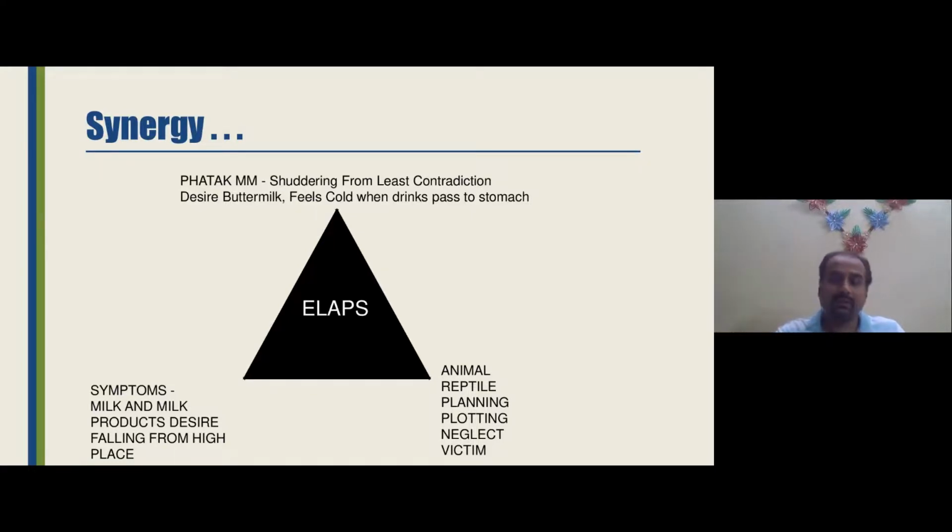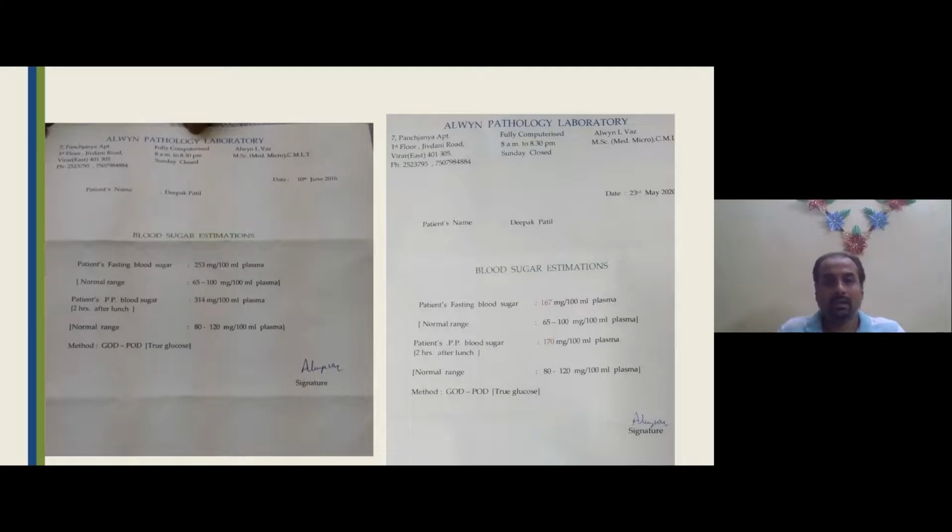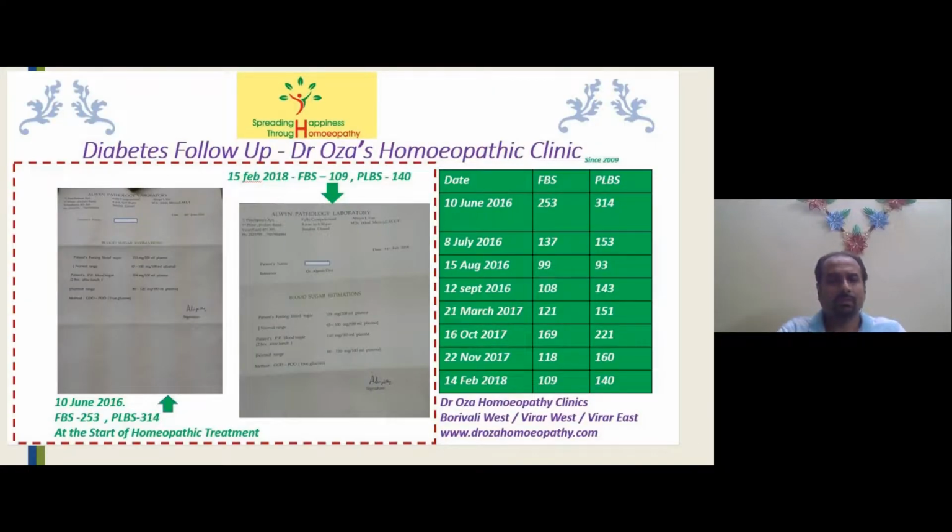This was in June 2016, about 4 years ago. When you see the reports, his sugar is very well under control. It's now around 167 to 170. He used to hover between 200 and 250, and then between 150 and 200 in the last year. If you see the reports in systematic order, at the first new case time his fasting sugar level was 253 and the post lunch was 314, and slowly it came down to 137, 153, then 99, 93, 108, 143. Again it rose a little bit in 2017 to around 169, 220.